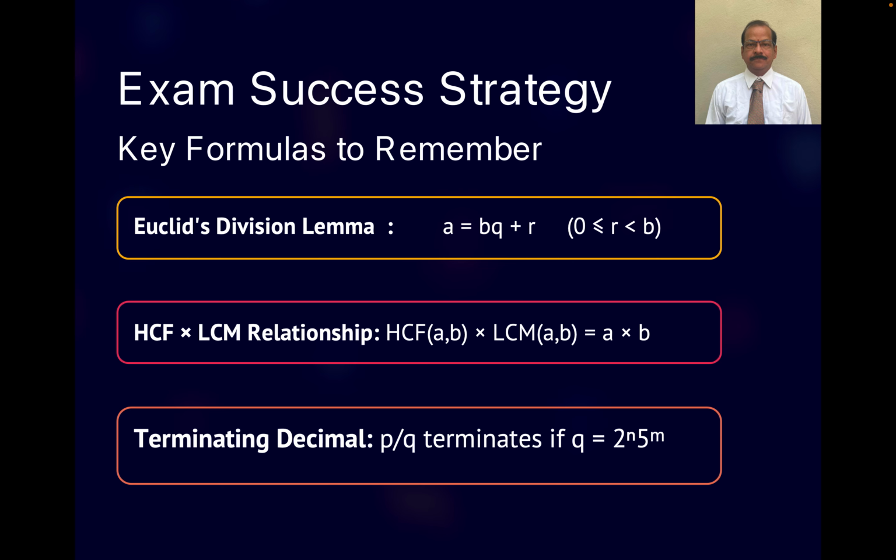Now, success strategy. What is the success strategy for the exam? First, Euclid's division lemma: A equals BQ plus R, where R lies between 0 and B. Second, HCF into LCM gives the product of the numbers: HCF into LCM equals A into B, the numbers. Third, terminating decimal: P by Q terminates only if Q is of the form 2 power n, 5 power n. These are the three important points to remember.